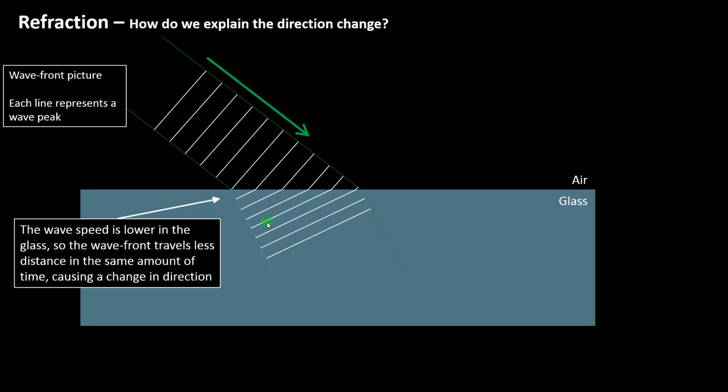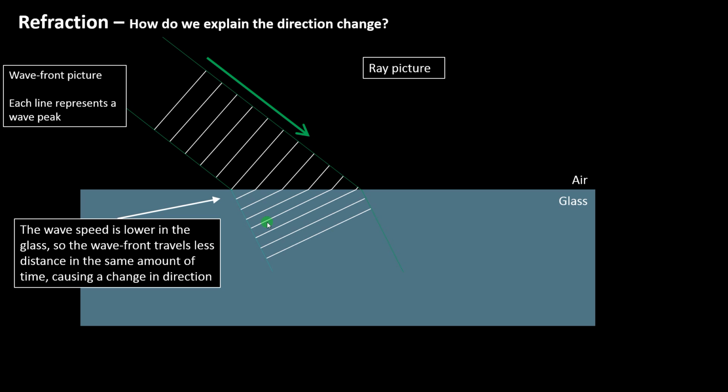Okay, so that's what's happening here. The wave speed is lower in the glass, the wavefront travels less distance in the same amount of time, and that's what causes the change in direction. Now, that picture is useful for seeing why the change in direction happens, but we're mainly going to stick to a picture called the ray picture for looking at lenses in the later videos.